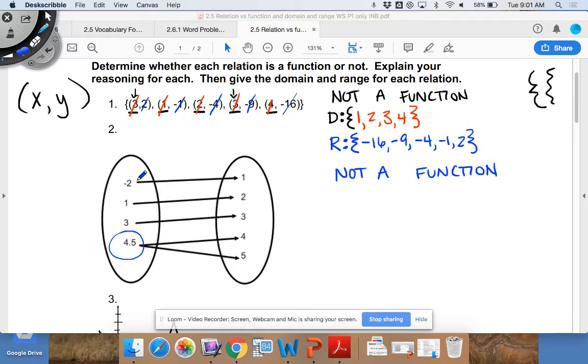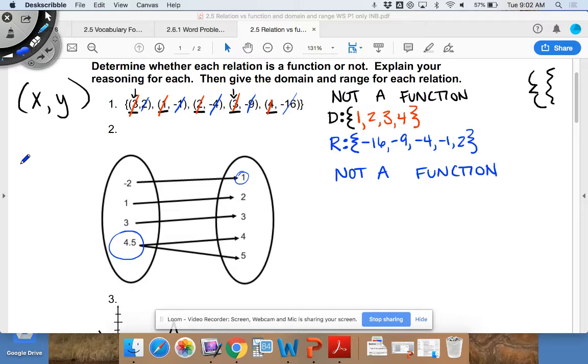Remember though, if 2 Indians shot the same buffalo, that's totally fair, right? So if this guy had shot over here, that would have been fair, but he can't shoot 2 arrows. Does that make sense? That's the only thing I want you to remember about those.